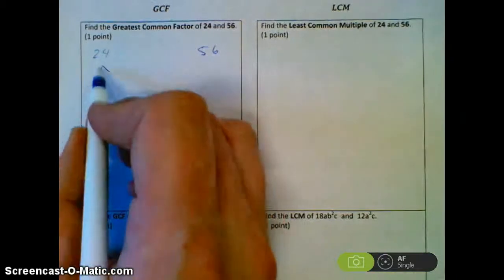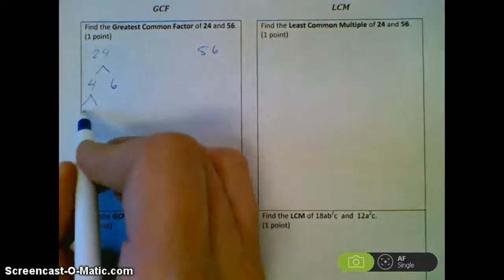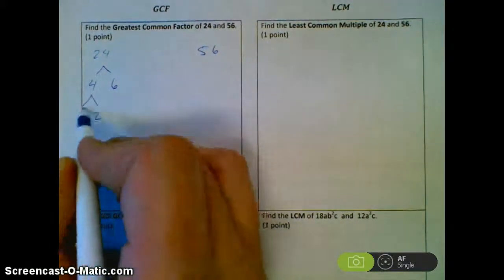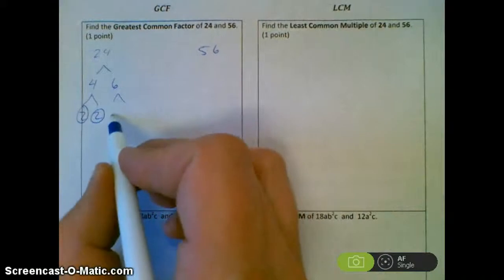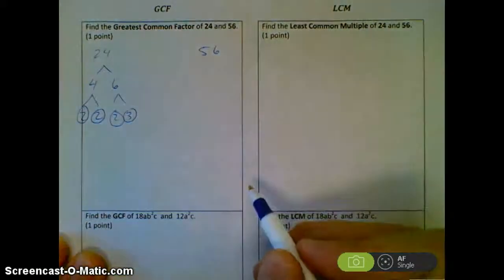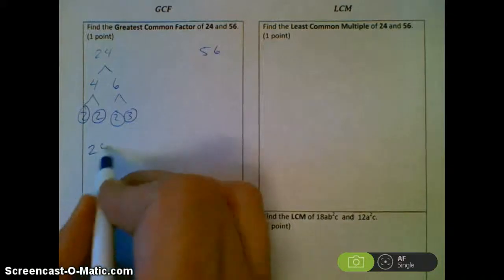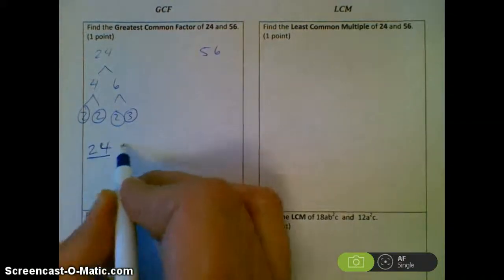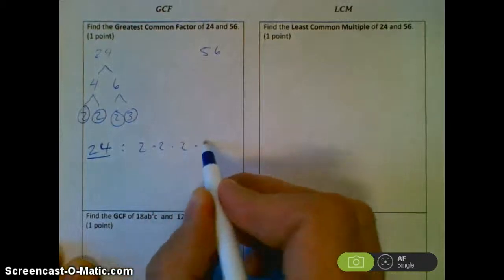So let's see, 24, I'll divide that into 4 times 6, because 4 times 6 equals 24. Neither of those are prime numbers, so 2 times 2 is 4. Those are prime numbers. And 2 times 3 equals 6. So my prime factorization of 24 is 2 times 2 times 2 times 3.